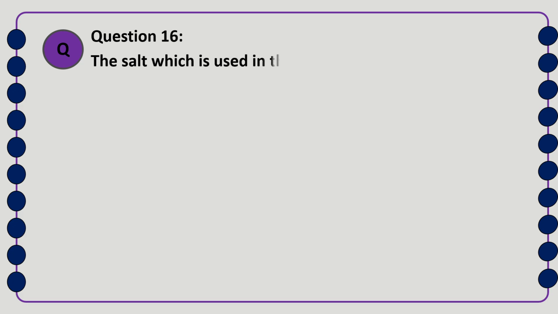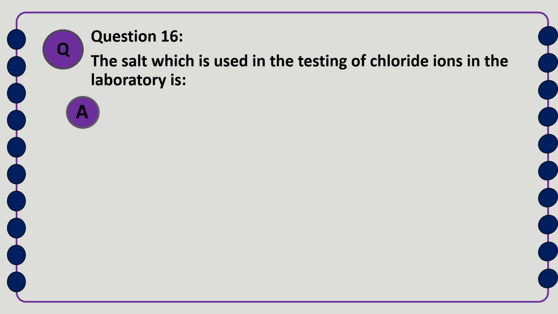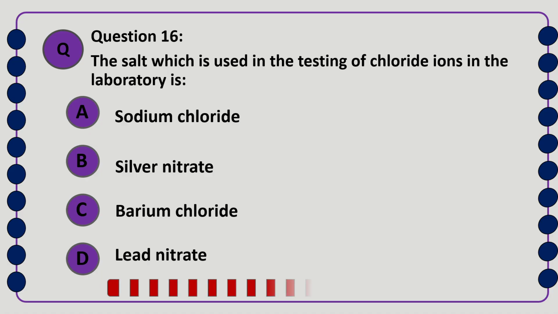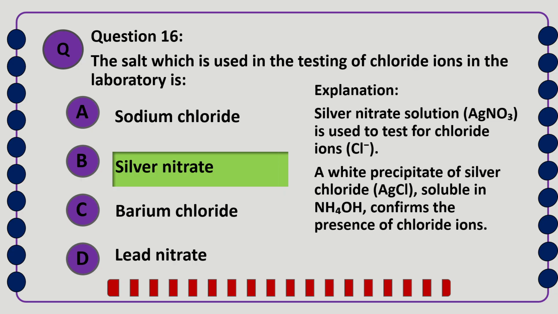Question number 16. The salt which is used in testing of chloride ion in the laboratory is sodium chloride, silver nitrate, barium chloride, and lead nitrate. Yes, the correct option is silver nitrate. Silver nitrate solution is used to test chloride ion. A white precipitate of silver chloride soluble in ammonium hydroxide confirms the presence of chloride ion.